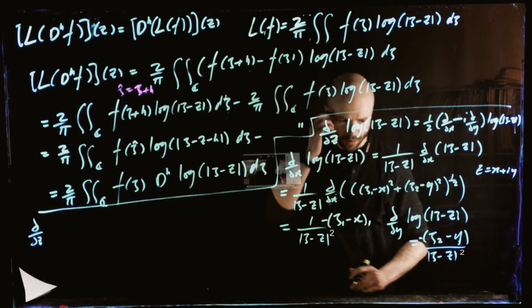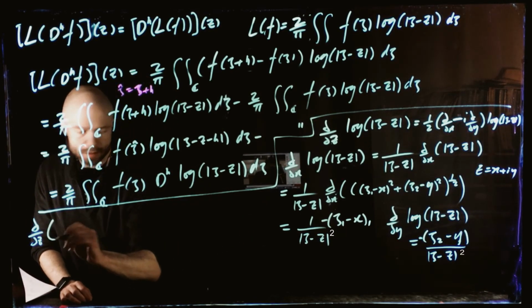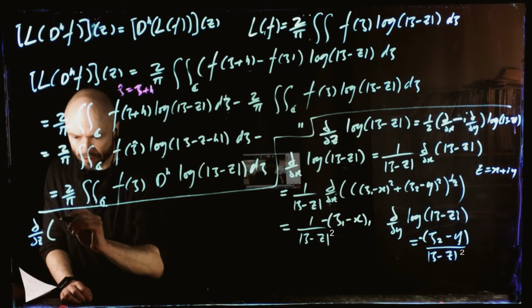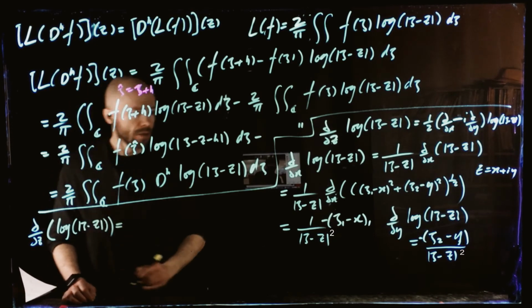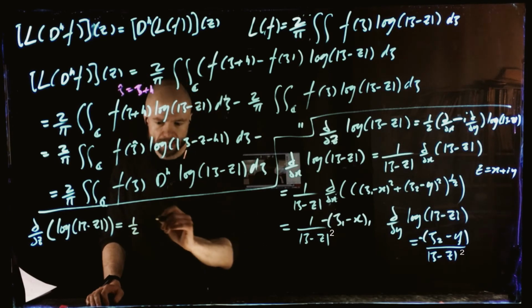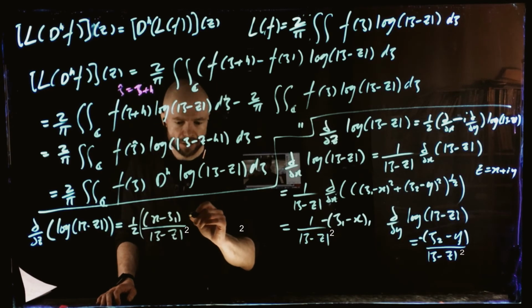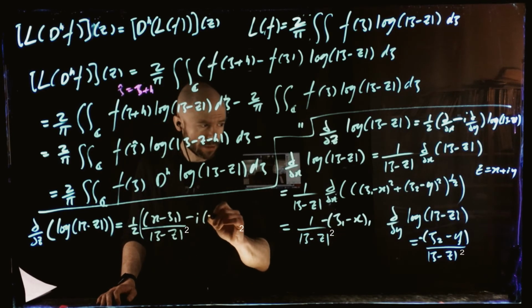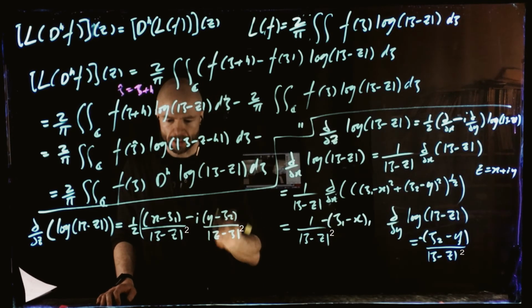All right, so if we do d by dz of this entire expression, log of zeta minus z, then we are going to have just a half of this guy, so a half, and I'm going to write this as x minus zeta 1 over zeta minus z, and then we're going to have minus i, and then this thing I'm going to write as y minus zeta 2 over, I'd rather write z minus zeta. It's going to be symmetric, but let's just write it like this.